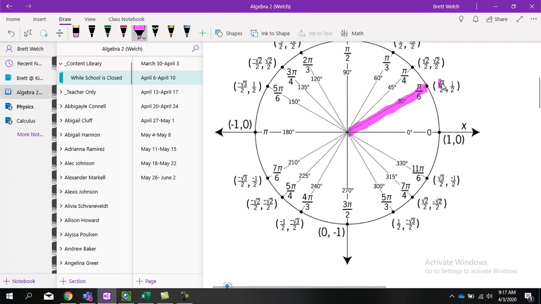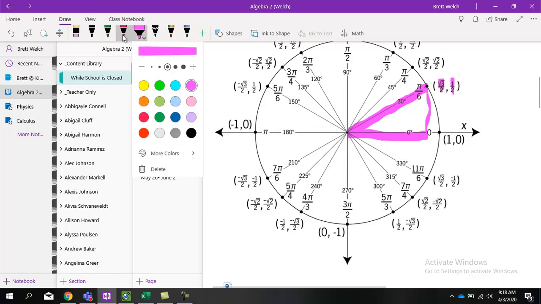notice the x is root 3 over 2. That's how far to the right I am to get right underneath it. And the y value is 1/2. That is exactly how far up my triangle would go. So we can see there's a right triangle here, and this is true for all of these. We can always create this right triangle.